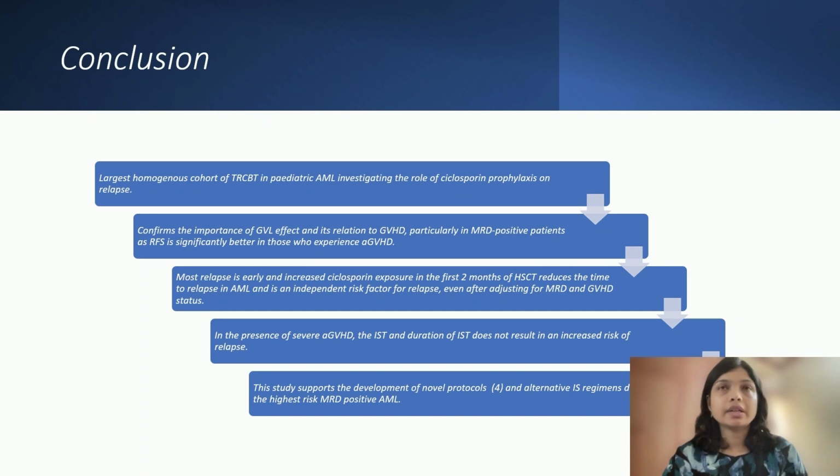Most relapse is early, and increased cyclosporin exposure in the first 2 months of transplant reduces the time to relapse in AML and is an independent risk factor for relapse even after adjusting for MRD and GVHD status. In the presence of severe acute GVHD, the systemic immunosuppression and its duration does not result in an increased risk for relapse. This study supports, therefore, the development of novel protocols and alternative immunosuppression regimens during cord blood transplant in the highest risk MRD positive AML.